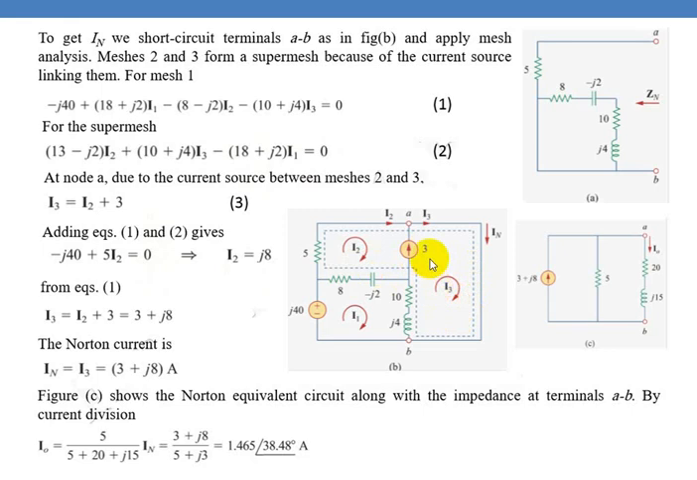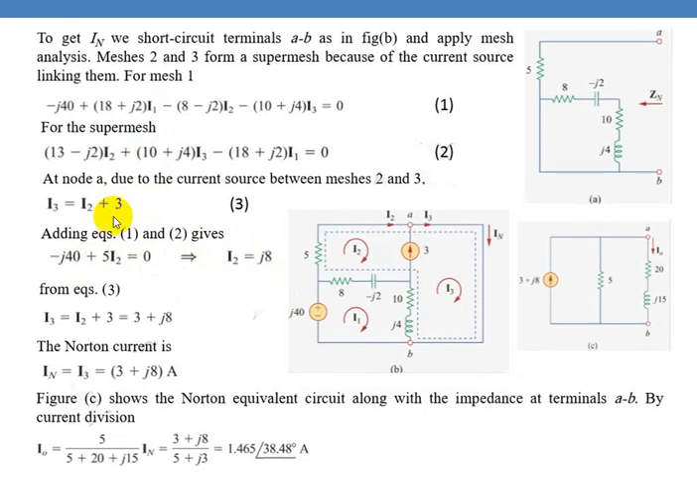I3's direction is the same as the 3 ampere source, so I'm writing I3 minus I2. This I2 is opposite to that current direction. So I3 minus I2 equal to 3 ampere, or I3 equal to I2 plus 3. Now adding equations 1 and 2, you can find I2 as J8. And now this I2 we substitute in equation 3. So we get 3 plus J8. So now you got I3.